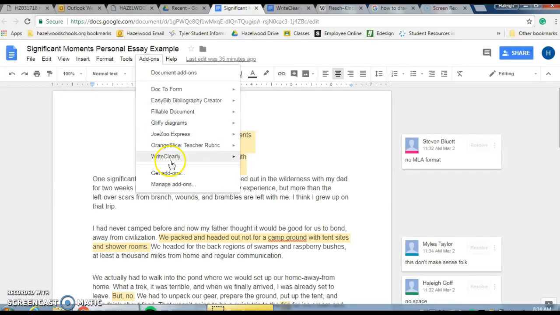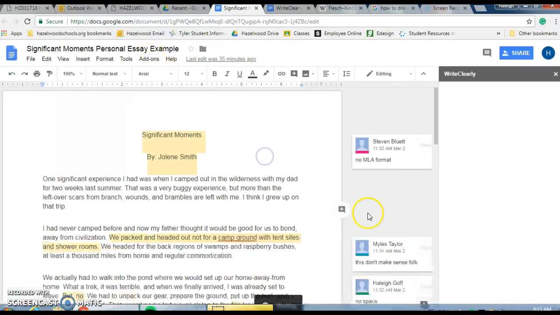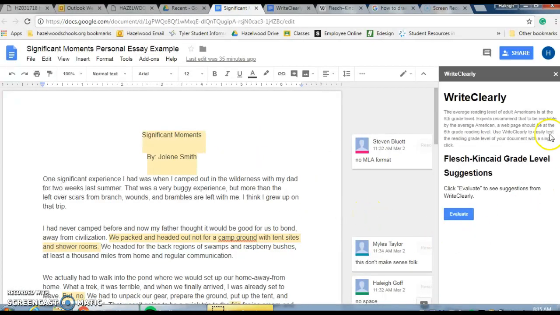First thing you need to do is go to Add-ons. Go all the way down to WriteClearly. This should be on all your student accounts, this add-on. It's called WriteClearly, and you want to go over to the side and go to Show Toolbar. Again, go to Add-ons, WriteClearly, and Show Toolbar. Your toolbar shows up over on your right-hand side. It gives you a little blurb about what it is and talks about the Flesch-Kincaid grade level suggestions.